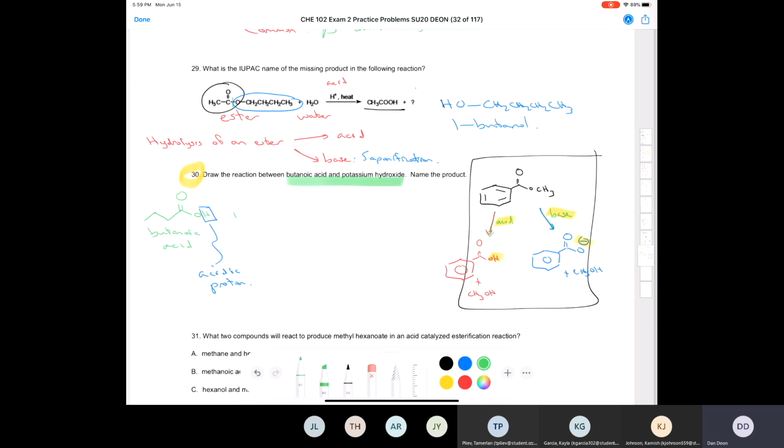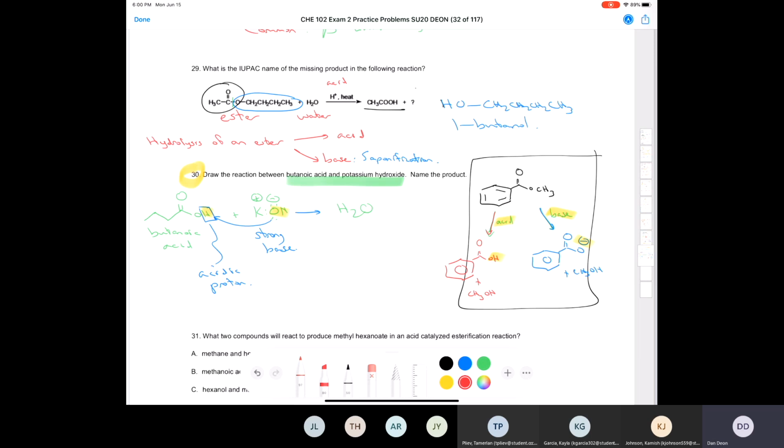So when I react that with potassium hydroxide, it's a strong base, right? This is a super strong base. You can burn yourself with this really, really badly. And what's going to happen is the hydroxide is going to rip off that proton to form what? You should remember this from general chemistry or chemistry 1. The reaction between an acid and a base produces a salt plus water. So one of the products is going to be water, right?